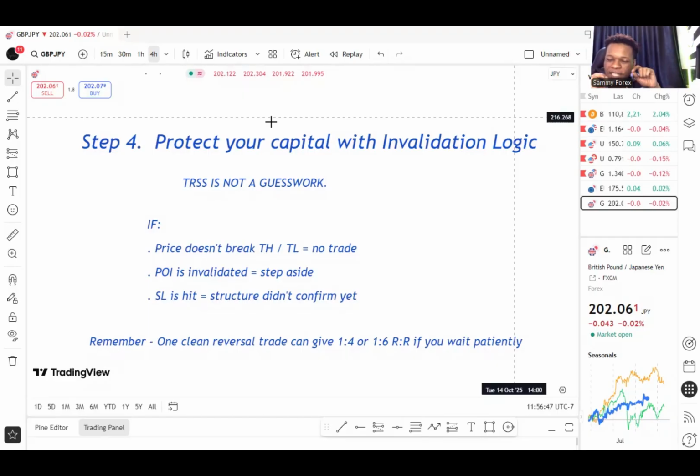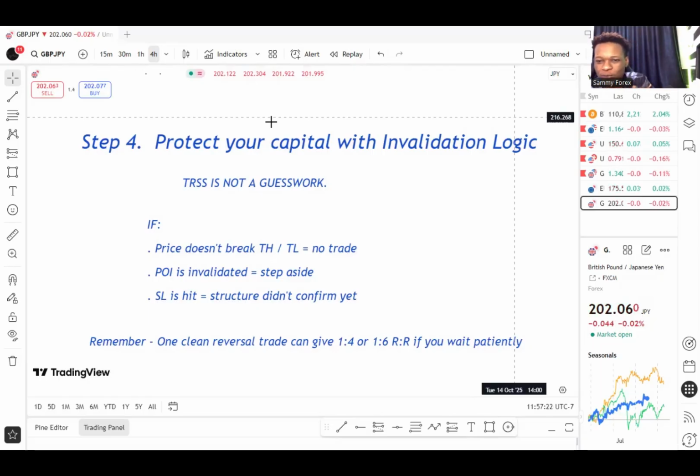If your SL got hit, it is because you didn't follow the structure confirmation. You didn't confirm the structure before you started entering a trade. That's why your SL got hit. If you confirm the structure before you enter the trade, definitely your SL will be safe. And remember, one clean reversal trade can give you 1 to 4 or 1 to 6 risk reward ratio if you wait patiently. Trading TRSS, you need to wait.